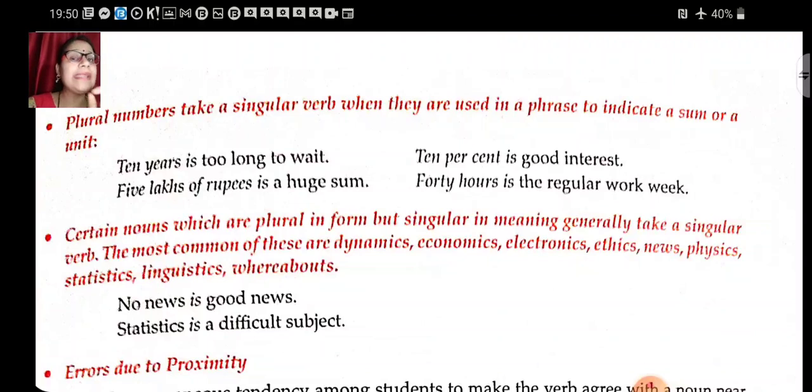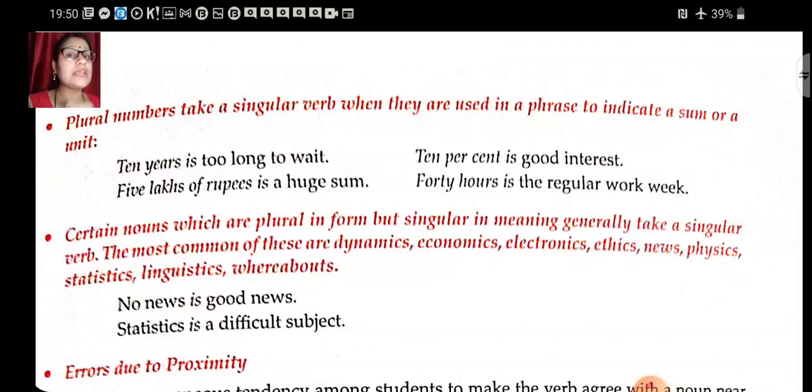and as a unit, not like 50,000, where all the zeros are separate. You cannot divide 50,000 rupees into 1 rupee or 2 rupees or 5 rupees. 50,000 is a sum of rupees. 10 years is a sum of time duration. 5 lakhs is a sum of rupees. 10%, it's again a unit. 40 hours, it again represents a unit. Hope it will not make you confused.